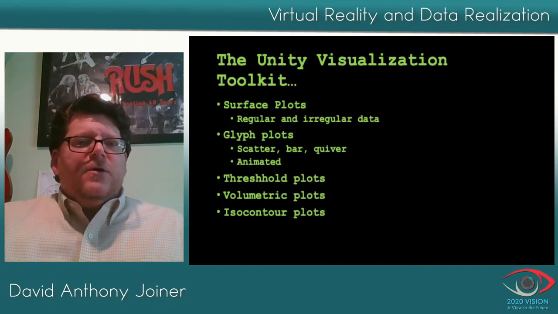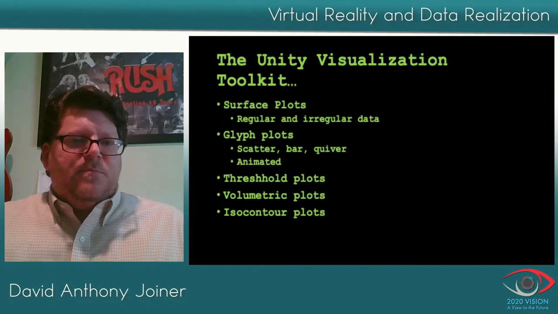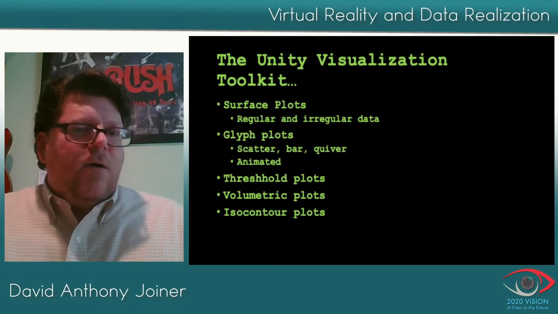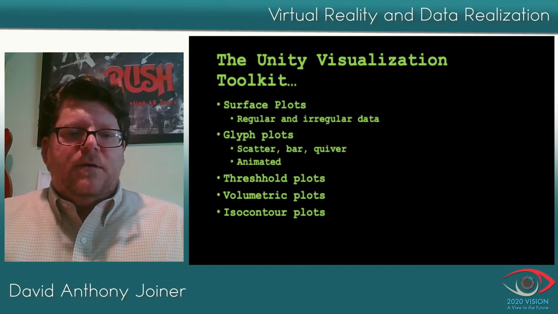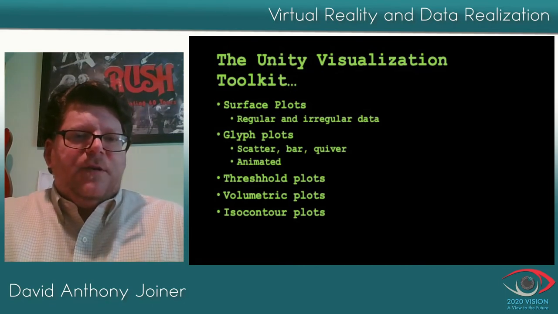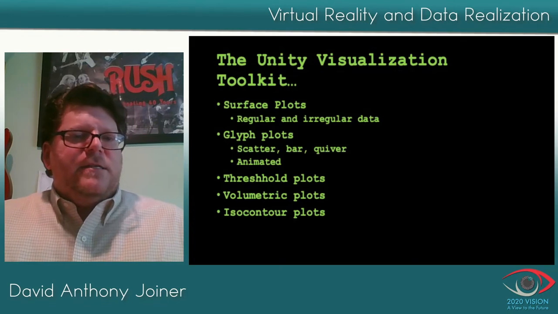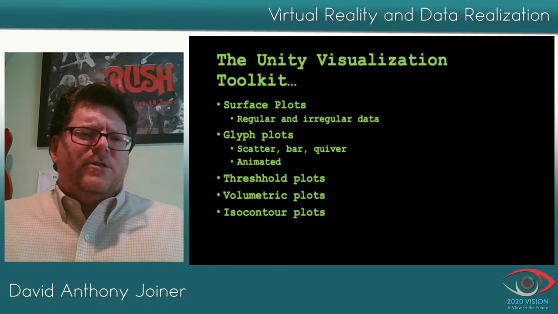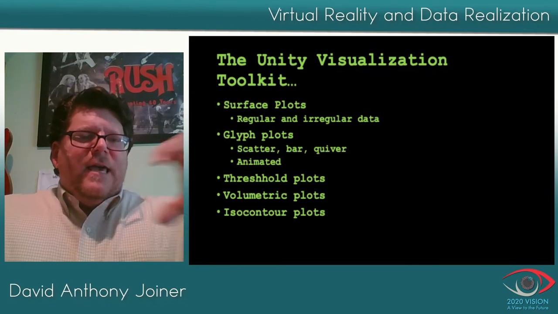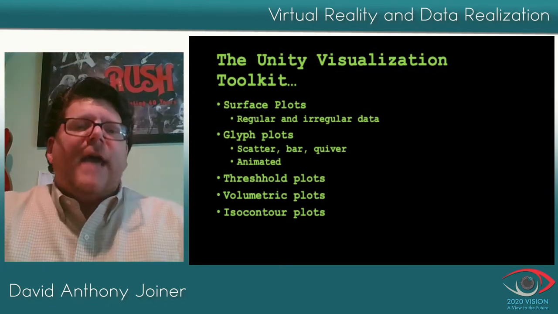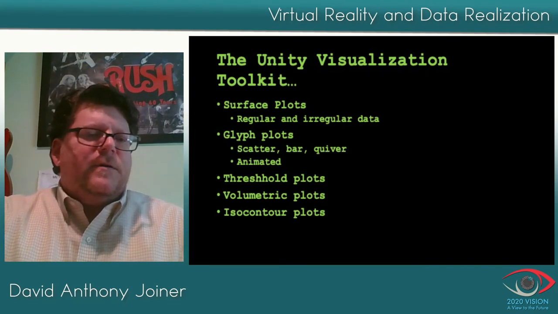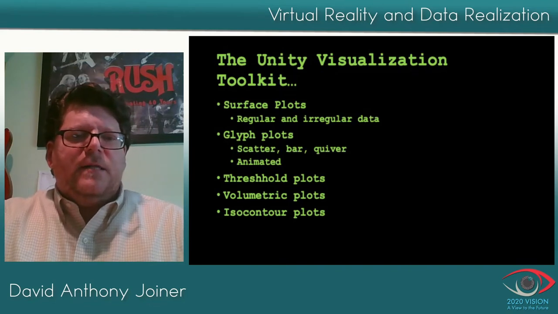So in terms of what the Unity Visualization Toolkit, the UVT, is providing, at least as of right now, and this is an ongoing project, what we've built up over the last couple of years is tools to allow for easy creation of surface plots and different types of glyph plots. By glyph plots, and I'll show examples, I mean individual things with unstructured data scattered about in 3D. We've implemented 3D scatter plots, quiver plots, bar plots, and some animation on these.